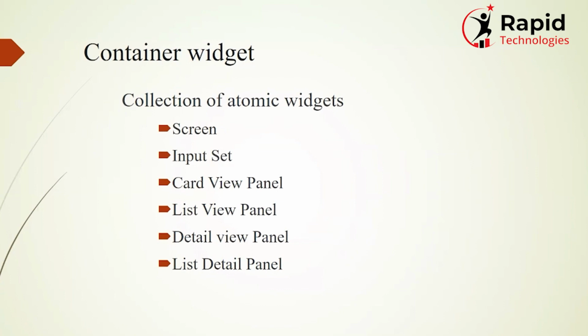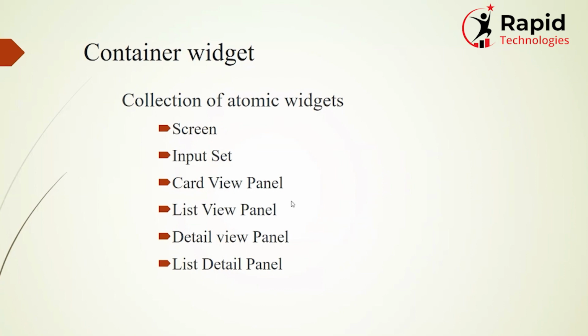Detail view. Detail view is the screen which is the combination of multiple types of inputs such as integer input, string input, boolean input, etc. Whatever type of inputs, we can combine all the types of inputs and we can display them in the detail view panel.